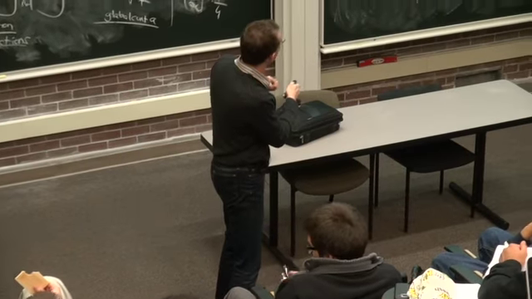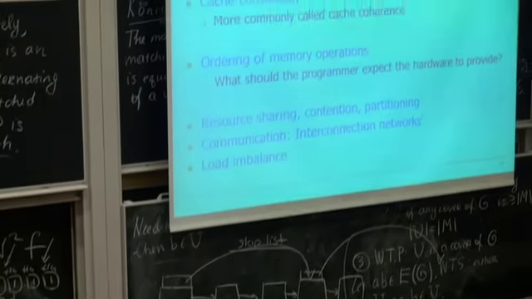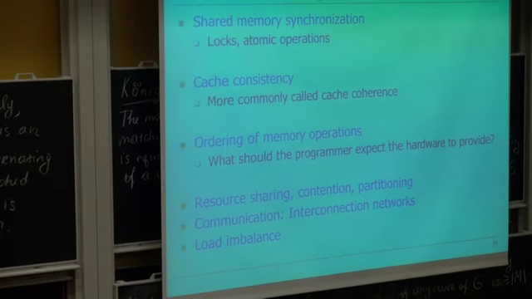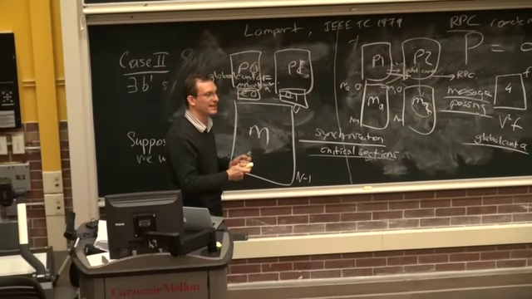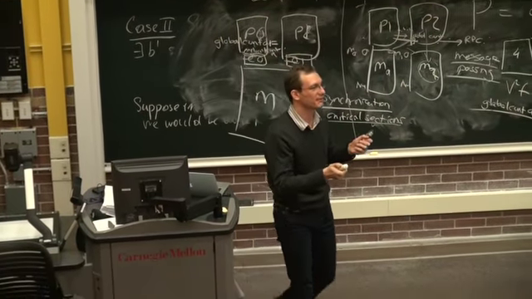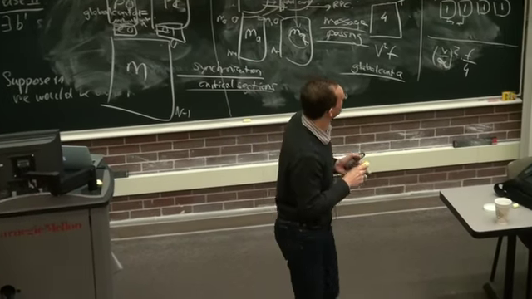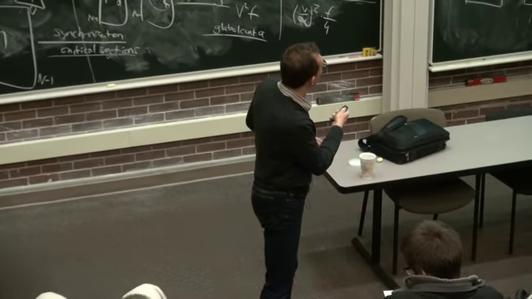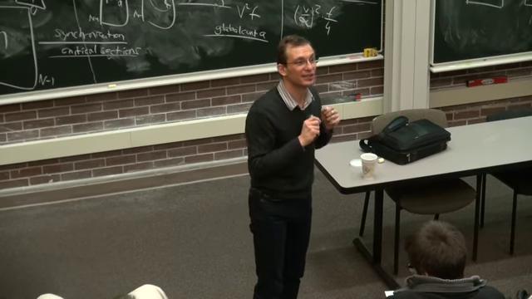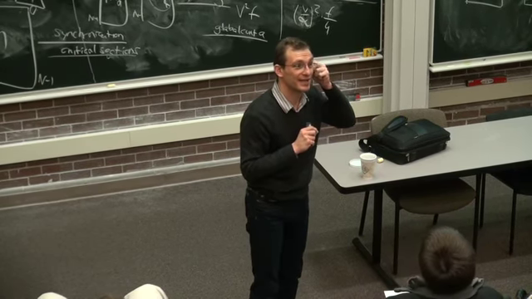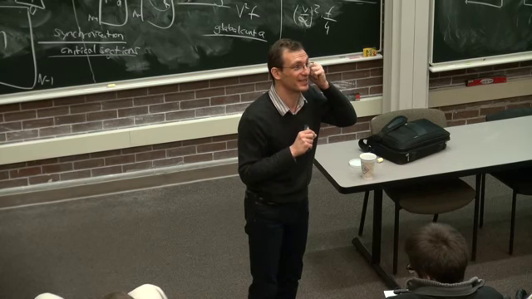There are other issues; these issues exist in loosely coupled processors as well. The resource sharing, contention, and partitioning. Now these processors share resources, especially memory. How do you arbitrate access to memory? And we've seen this. We've seen how you prioritize different threads when they access the memory controller at the same time. You had an exam question on this.